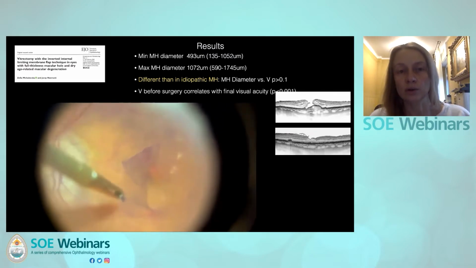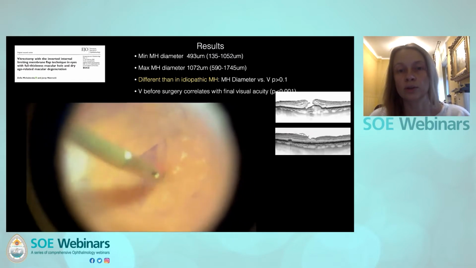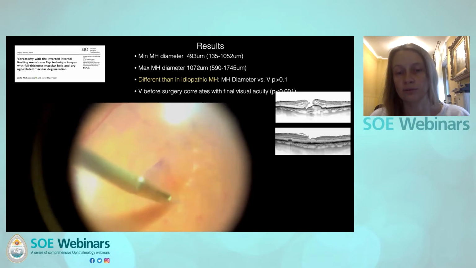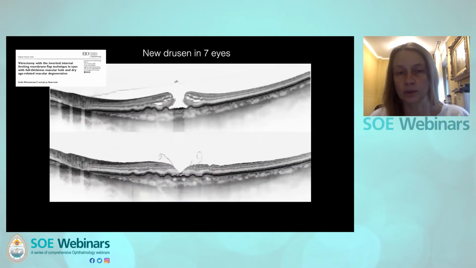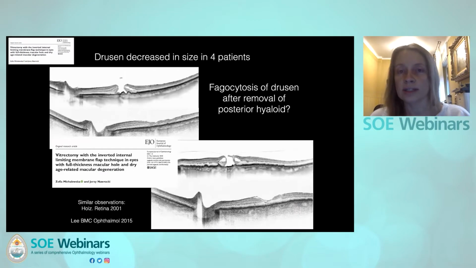But there is a strong correlation between visual acuity before surgery and the final visual acuity. Interestingly, we observed new drusen in 7 eyes in our study group, and they decreased in size in 4 patients. Such a disappearance of drusen after vitrectomy was already described by Holtz, Lee, and others, and it was attributed to the phagocytosis of drusenoid material after the removal of the posterior hyaloid.